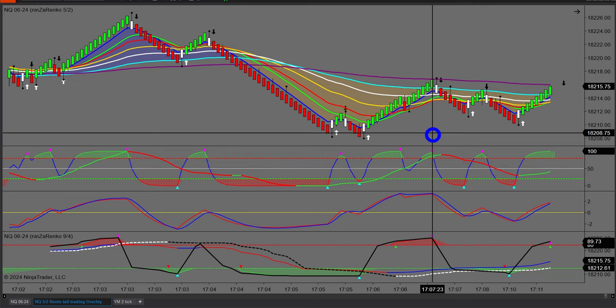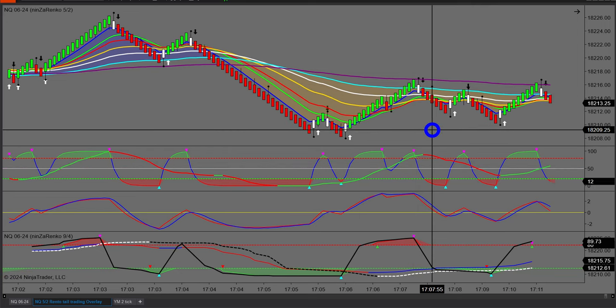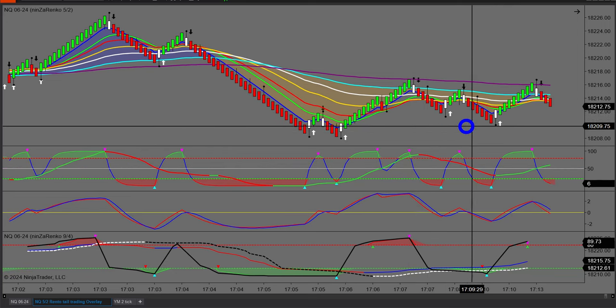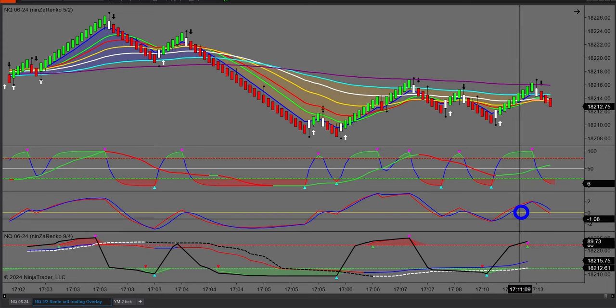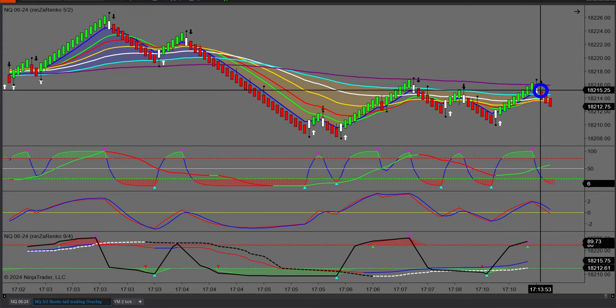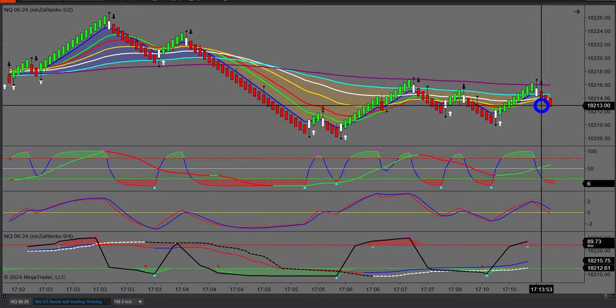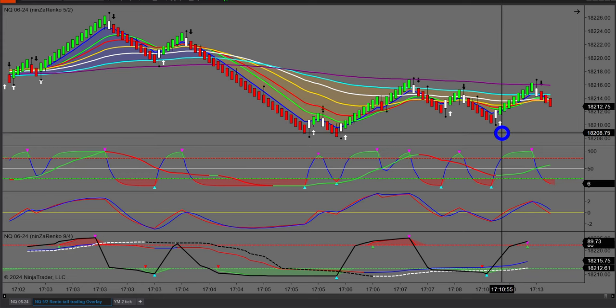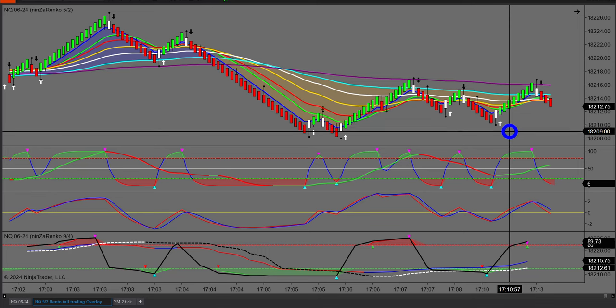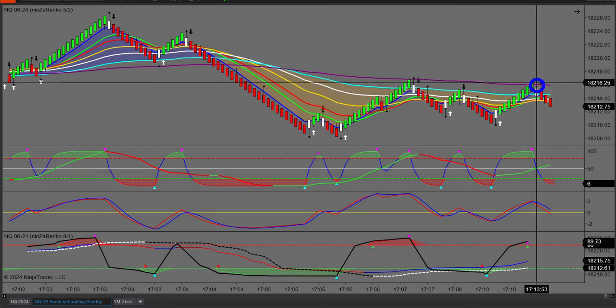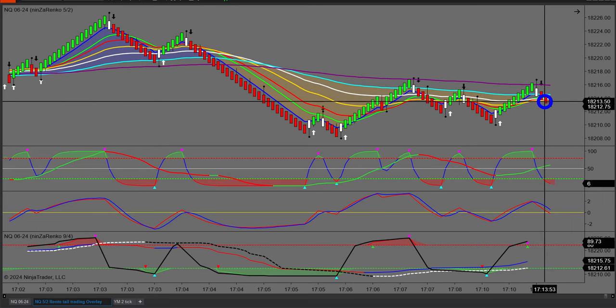So let's just scroll along here. And so we look at this right here. Now see how we've got this would have been a 3B. Now as you know, if we have a deeper pullback, I highly recommend that you consider waiting for the anchor chart one candle to close. So that means yes, we could have entered here on the super scalper.